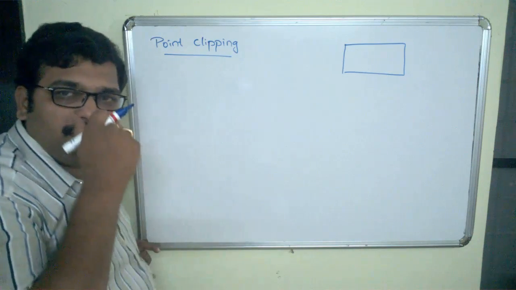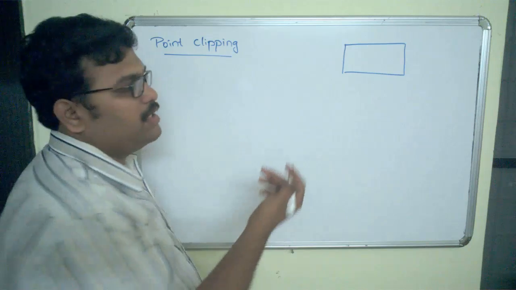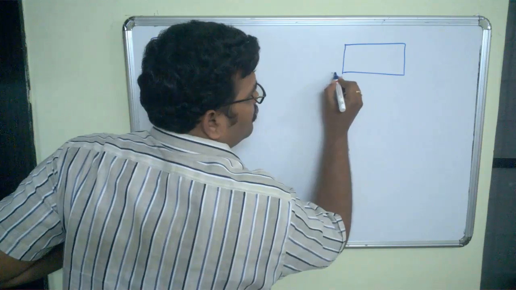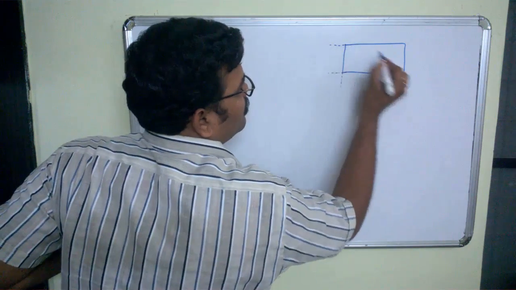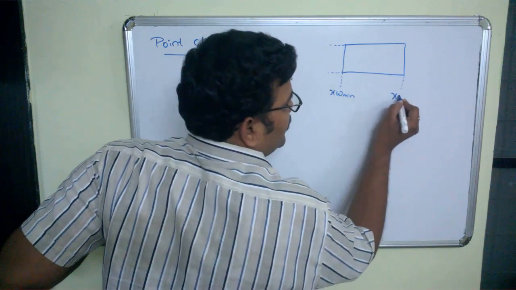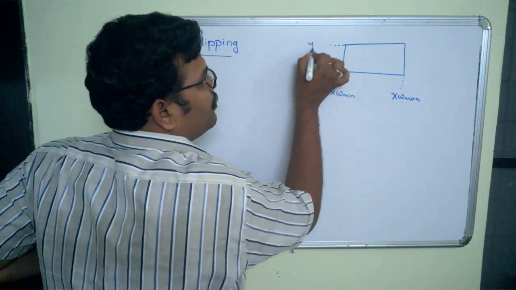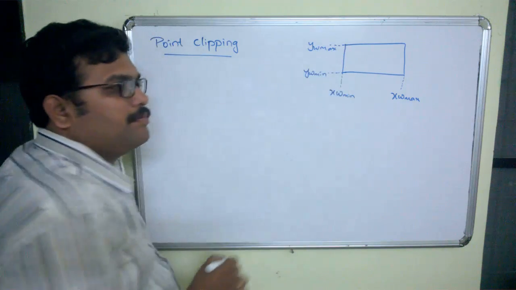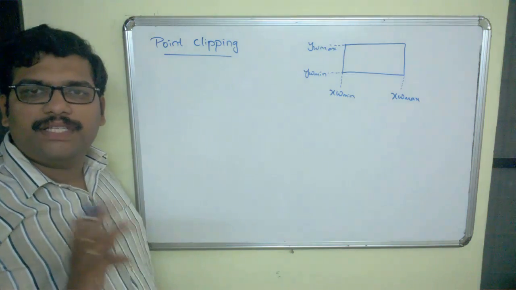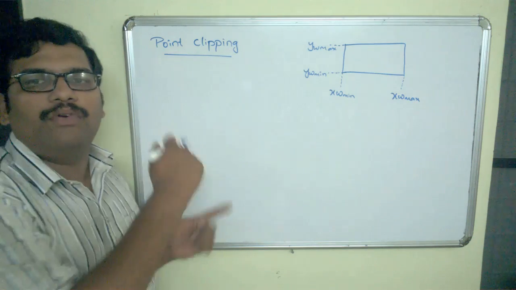In the previous session we discussed that every window has its own boundaries, that is XW minimum, XW maximum, YW minimum, YW maximum. So these are the boundaries for a window, and in order to check whether the point is within the window or outside the window, simply the point must be within these boundary values.